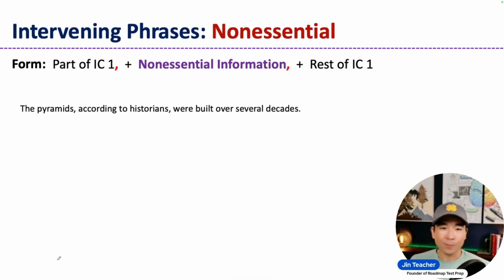Now, I think one of the last ones, intervening phrases, right? This is another type of non-essential information. So this one I just wanted to bring to you guys' attention because it confuses a lot of students, right?